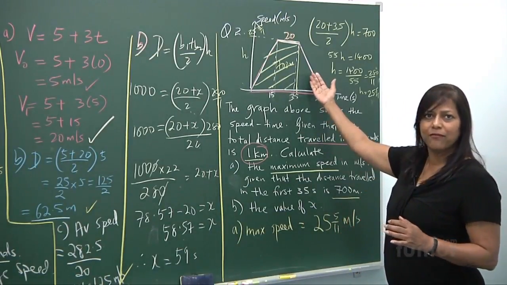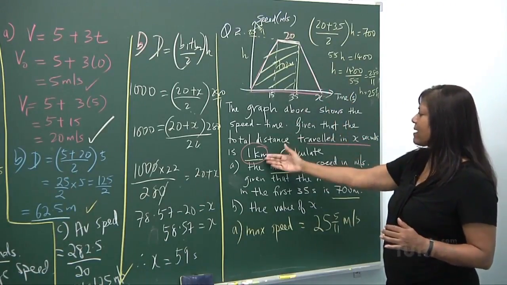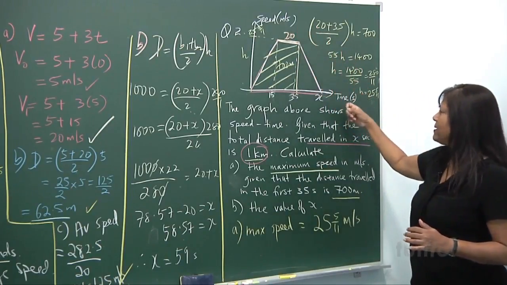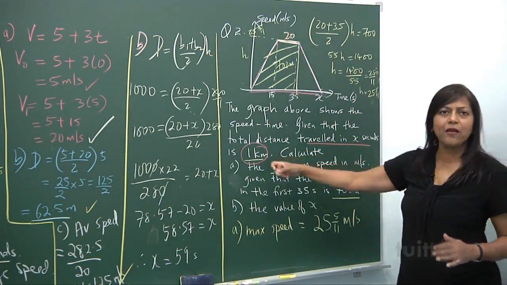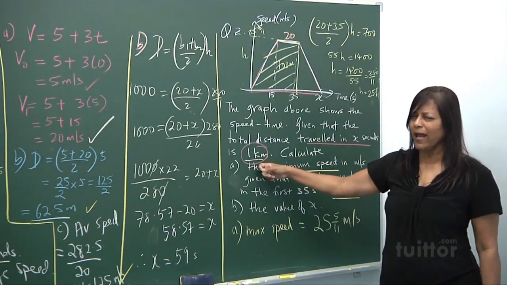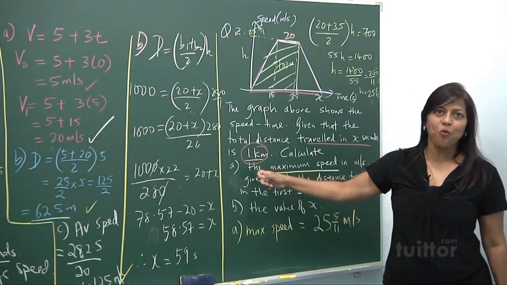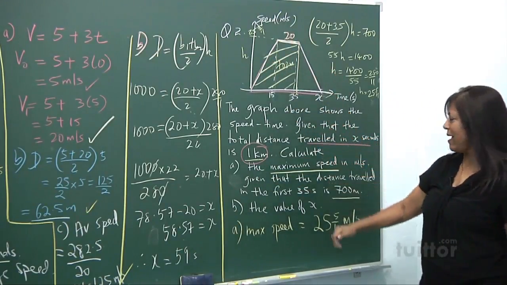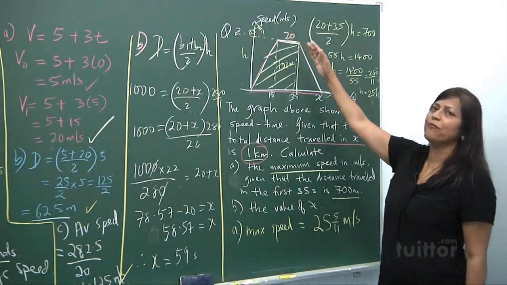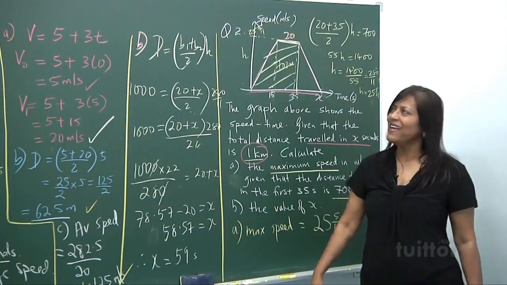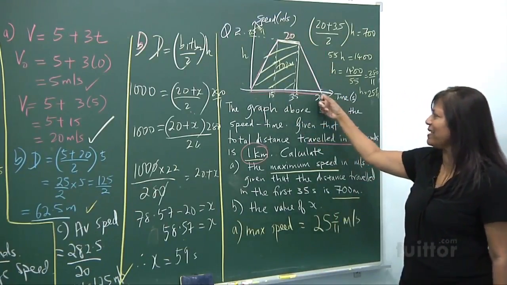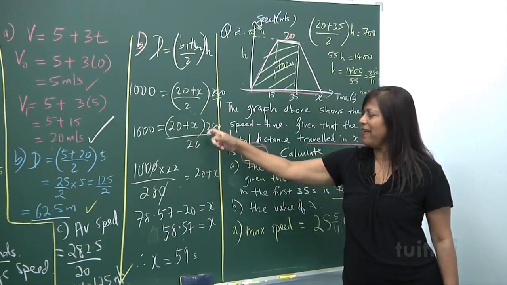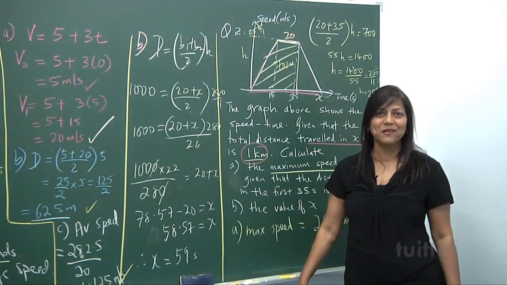You've got this lovely graph here. They tell you that the total distance covered is 1 kilometer. And this is in meters per second. This is in seconds. So be very careful. 1 kilometer is your 1,000 meters. Get your measurement. That's the area under this graph. And then apply the concept of your trapezium. Okay? So you put 20 plus x divided by 2 times this height equal to 1,000. And then you solve for x in a systematic way.